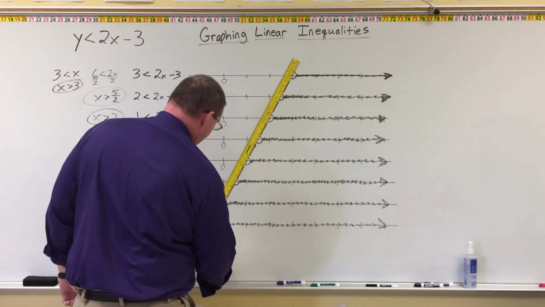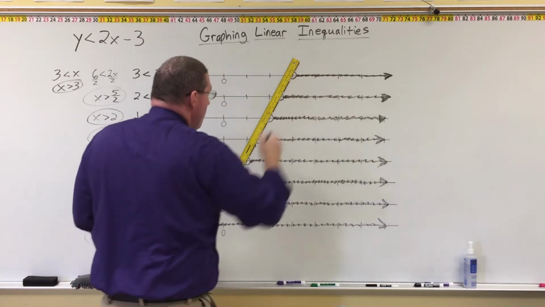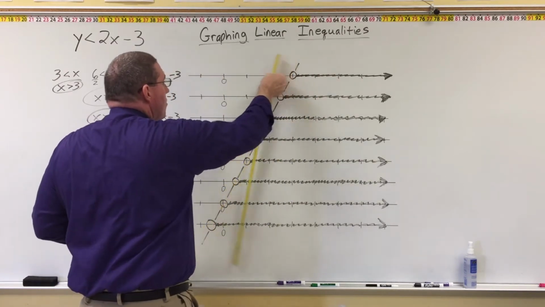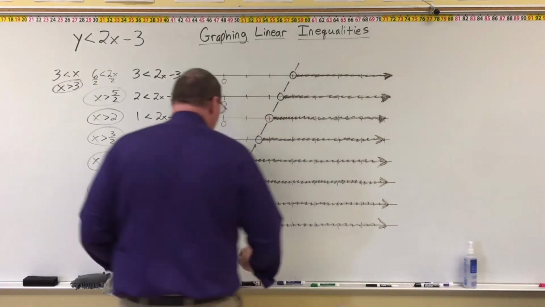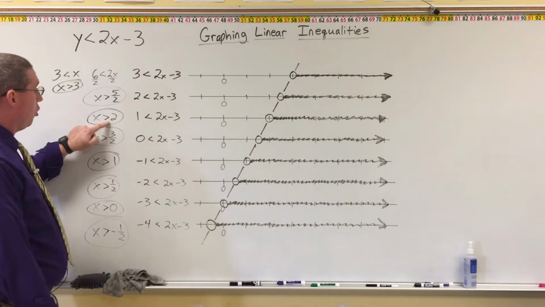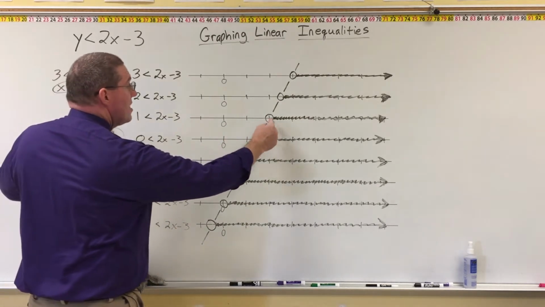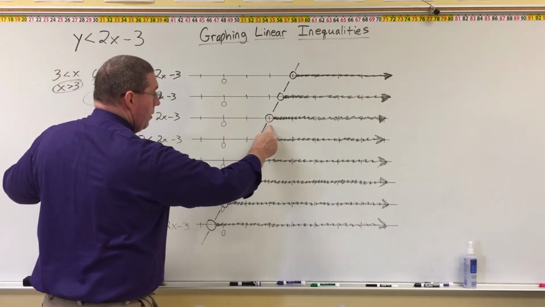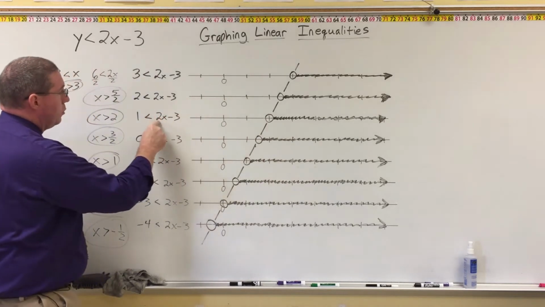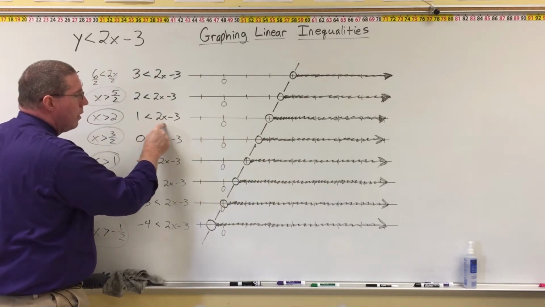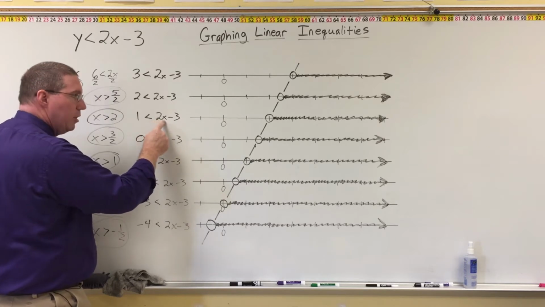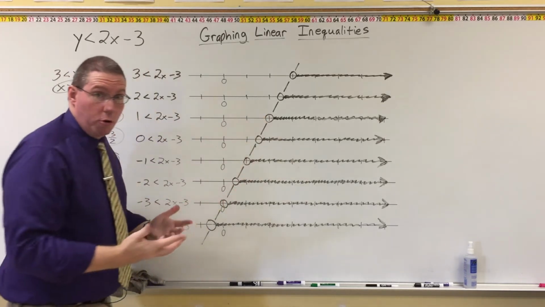Now, the fact that they're open circles means that these numbers are not included in the solution, right? We already learned that. So here, the answer is 2. 2 is not included in the solution, because if we plug a 2 in, 2 times 2 is 4 minus 3, that's 1. 1 is not less than 1, so this number would have to be larger than 2. That's why we have the open circle, right?